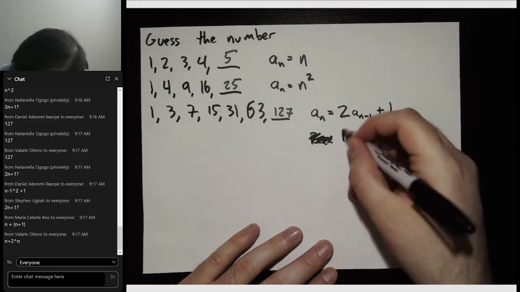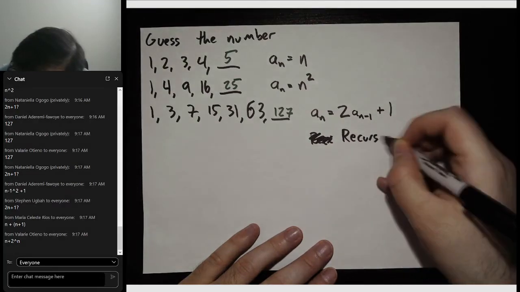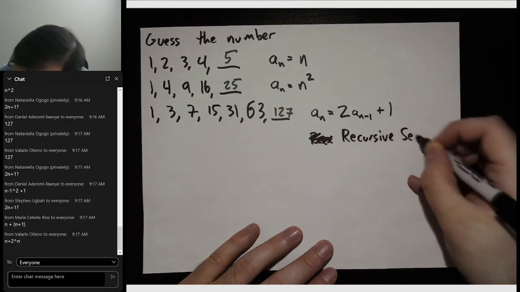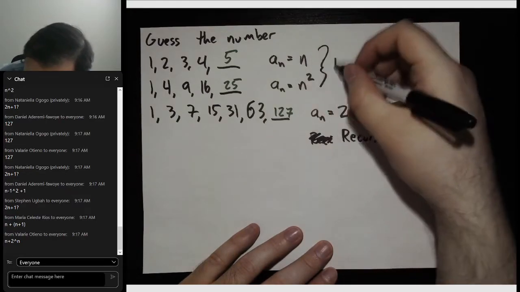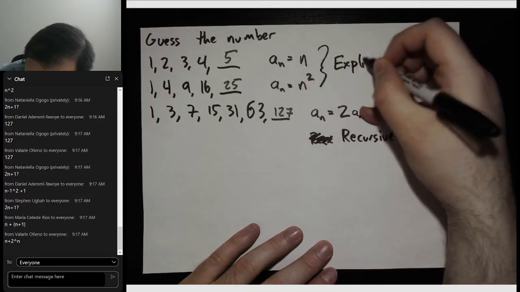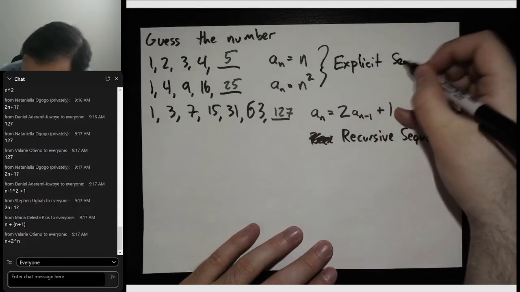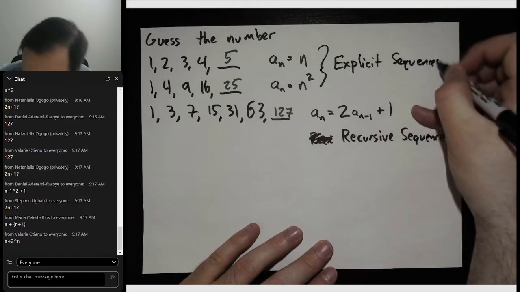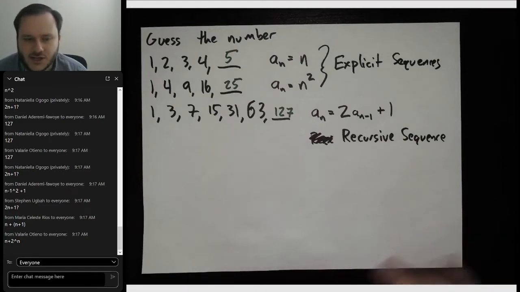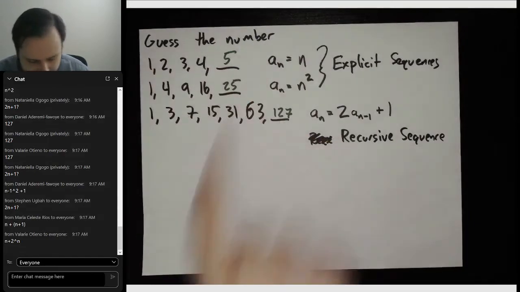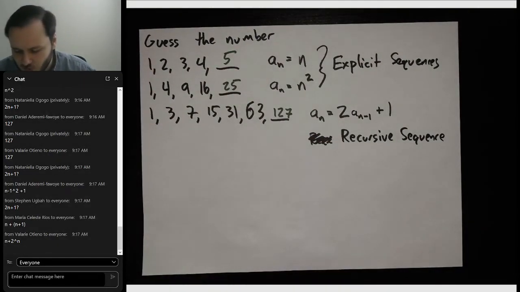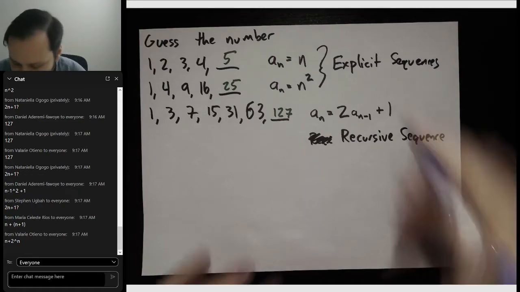Try writing that again. Recursive sequence. Whereas these are explicit sequences. Now I cheated a little bit because I wanted the lecture to go the way I wanted it to. This explicit sequence we can also write as a recursive sequence.